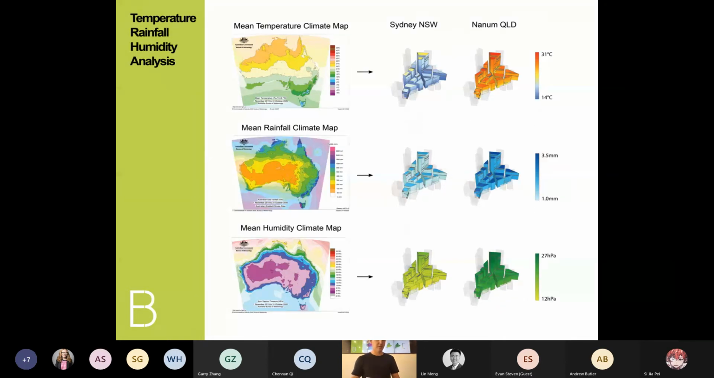The Bureau of Meteorology stores a bunch of climate data in the form of climate maps. These maps are color-coded, with each color corresponding to a certain climate value. I use the annual temperature, rainfall, and humidity maps to find out what the climates are like for both sites.